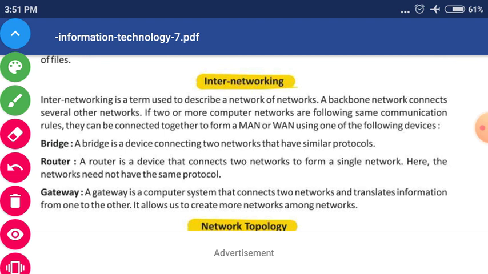And the third one is the gateway. What does the gateway do? A gateway generally connects more than two or different networks and translates the information from one network to another network. Generally, it is also used to help in creating more than one other network.